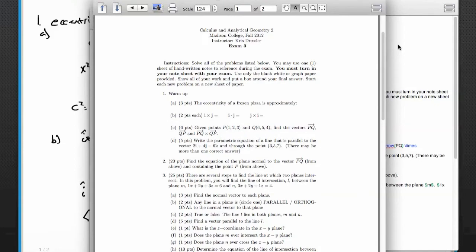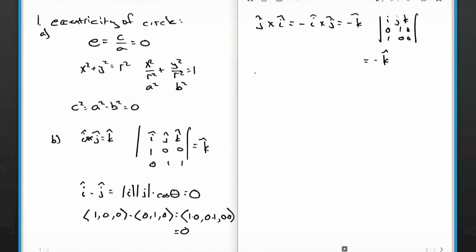Given the points (1, 2, 3) and (6, 5, 4), find the vectors PQ and QP. So this is part C here. P is (1, 2, 3) and Q is (6, 5, 4). And so PQ is just the vector that goes from this one to this one. So that becomes 5. To get from 1 to 6 is 5, 6 minus 1. To get from 2 to 5 is 3, and to get from 3 to 4 is 1.